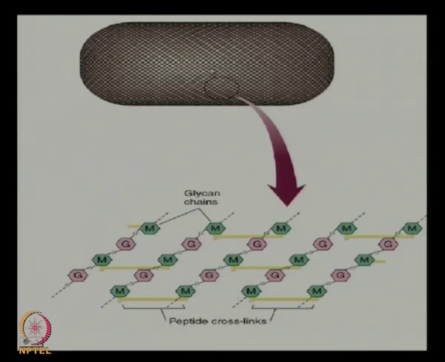If we see the structure and composition, NAM and NAG are the glycan chains, and they are just a linear chain. These linear chains are there, and you see these amino acids are linking one chain to another, and in this way they form a matrix-like structure. This network is nothing but the polymerization of NAM, NAG, that is the glycan chains, with the amino or peptide cross-linking.